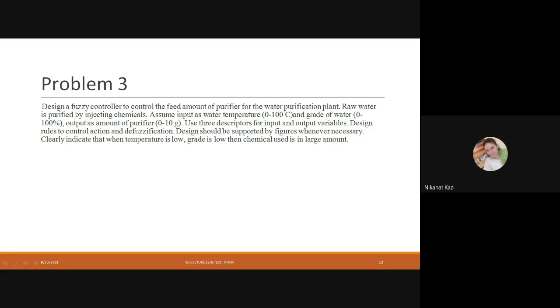Okay. So what is mentioned is that there are three descriptors for input and output variables. So that is what you have. So how many rules will you have? The problem is on the screen. Are you thinking of all possible combinations? How many rules will we have? Including both the inputs.